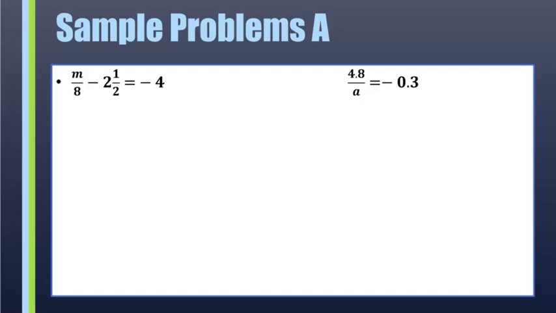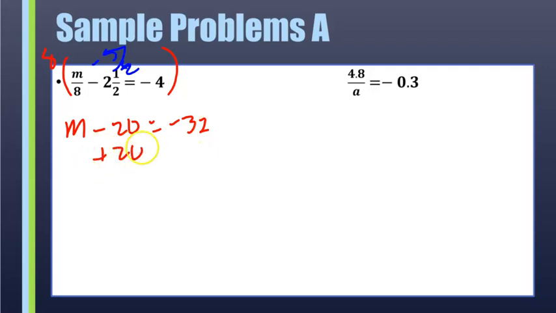Moving on, we have some fractions here. This one's going to be a negative 5/4, or negative 5 halves. So the common denominator of 8 and 2 is 8, so I can multiply everything by 8. That leaves us with m minus 8 divided by 2 is 4. 4 times negative 5 is negative 20. So m minus 20 equals negative 32. Add 20 to both sides. We now have m equaling negative 12.